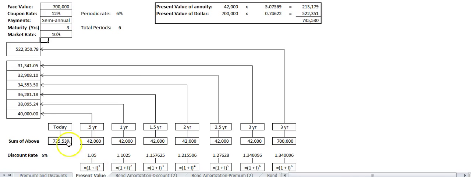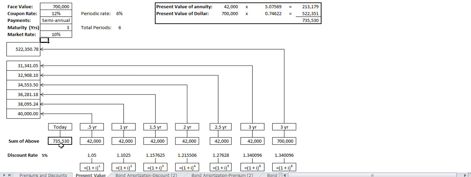This doesn't change, right? The cash flows will be the same. You always pay $42,000 because all this is in the bond indenture. And you will always return $700,000 because that's the face value. But the present value, what this is worth to an investor, changes. This is what changes here, the discount rate. And in this case, a lower discount rate will create a higher value today, present value.